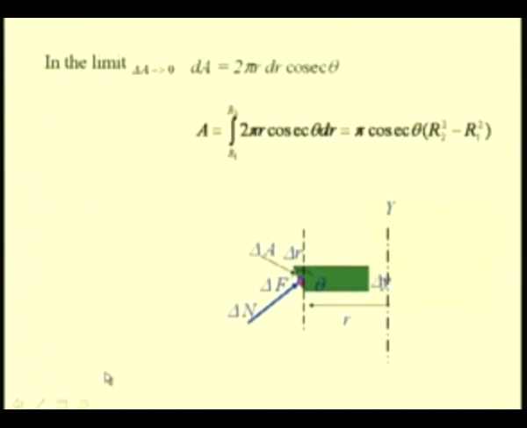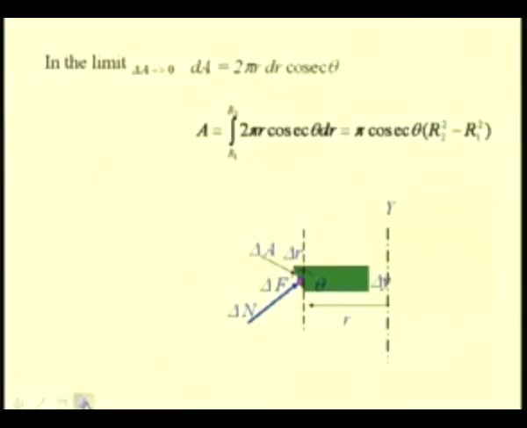So, when we integrate this from r1 to r2, we have the total area as integral r1 to r2 dA, which is equal to 2 pi r cosecant theta dr. If we perform this integration, we get this as pi times cosecant theta times (r2 square minus r1 square). So, this is the total area of contact between this pivot bearing and the bearing surface. Now that we have found this total area, we can substitute this in the differential moment equation and integrate it to find the total moment.